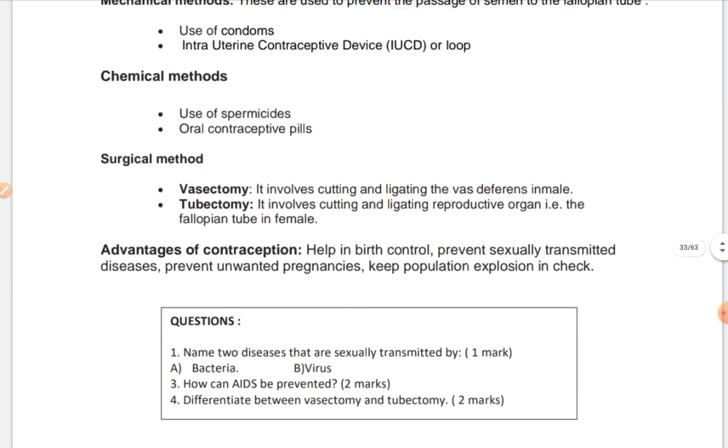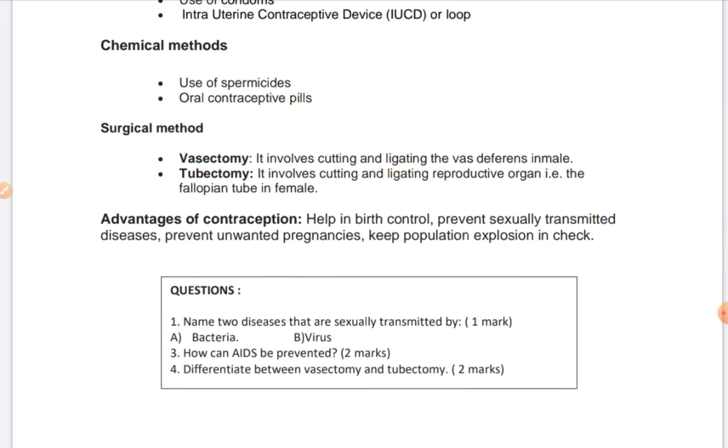So this is about reproduction. How do organisms reproduce? That is asexual and sexual reproduction.